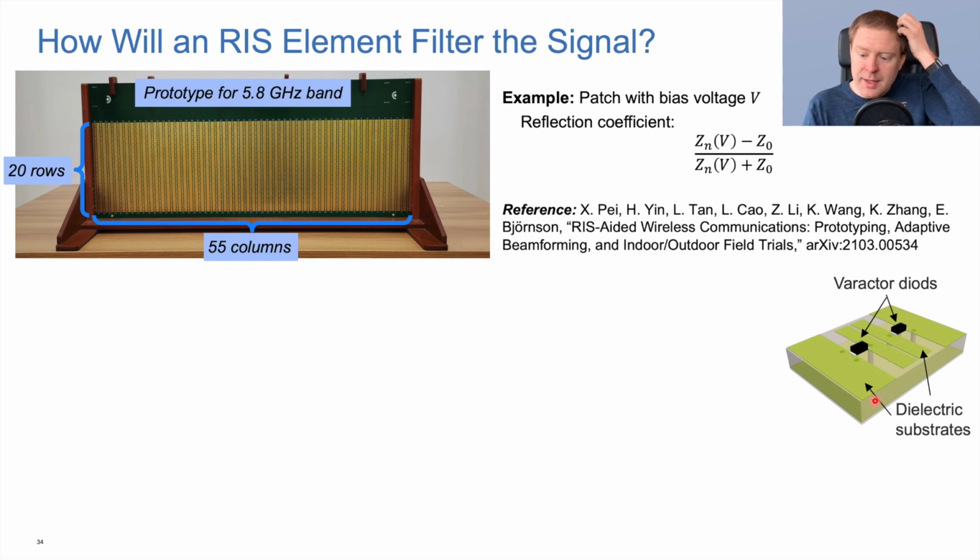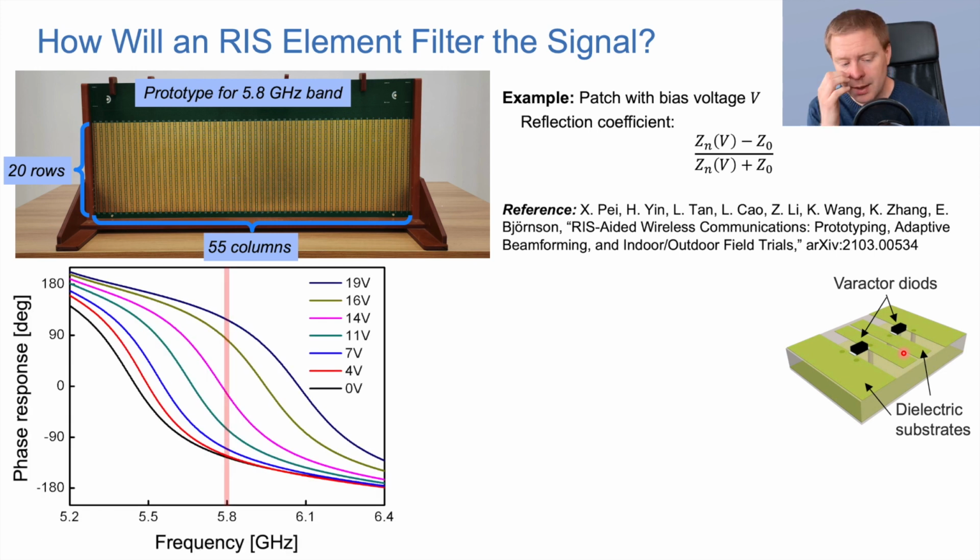It contains some dielectric substrates and varactor diodes, and the important thing is not exactly how we build it. One can build it in many different ways using different types of materials, metamaterials, and various kinds of materials in general. The important thing is what really can happen when we are controlling this element, in this case by changing this bias voltage. So here is the phase response of the reflection coefficient for different carrier frequencies.